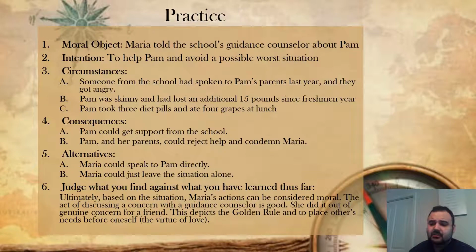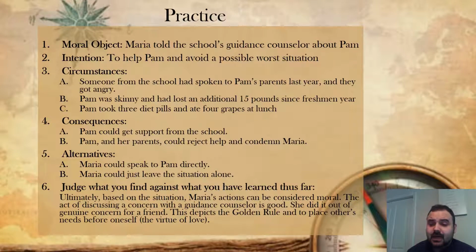What are some facts or circumstances about the situation? So facts: she knew that someone from the school had spoken to Pam's parents last year and they got angry over it. She knows that Pam is skinny and has lost an additional 15 pounds since freshman year. She also saw Pam take 3 diet pills and eat 4 grapes at lunch. So these are facts in this scenario.